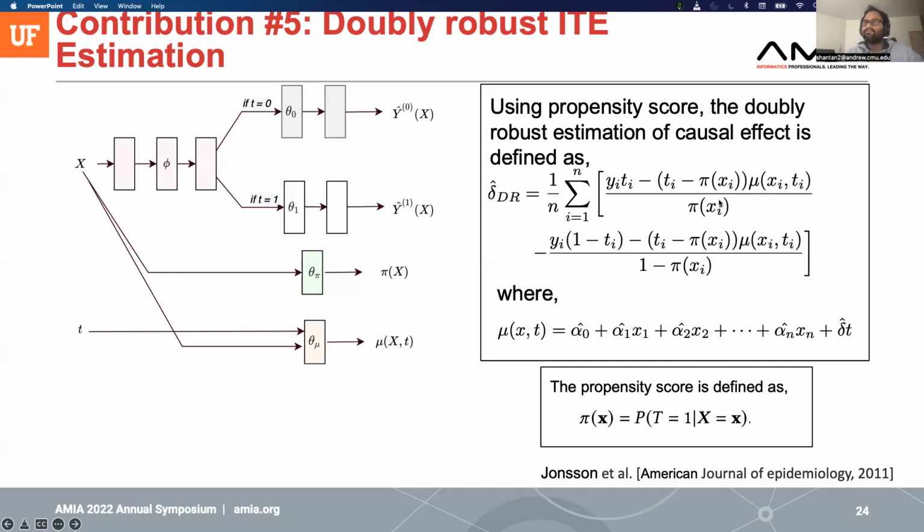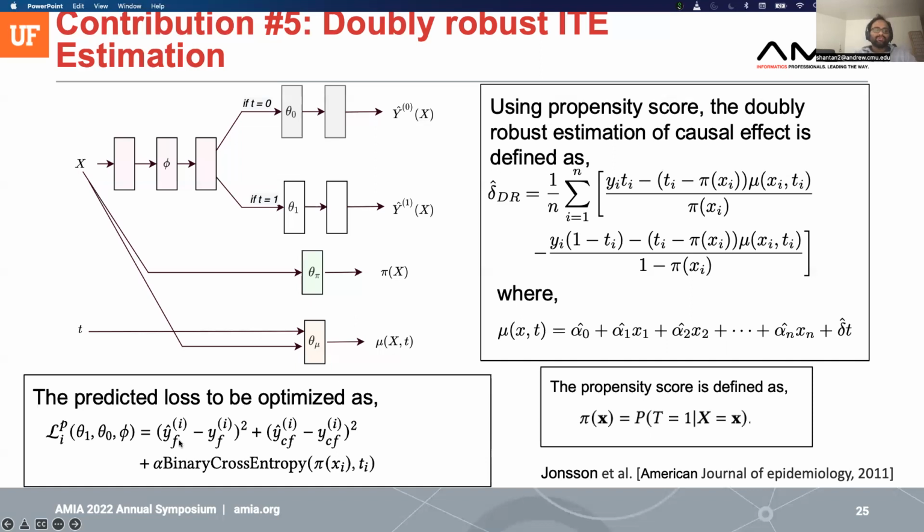Here, instead of using linear regression and logistic regression, we use a 4-headed neural network. The first 2 heads, as we have already seen in TARNet, are responsible for predicting the potential outcomes. And phi and mu are the propensity networks and the auxiliary networks.